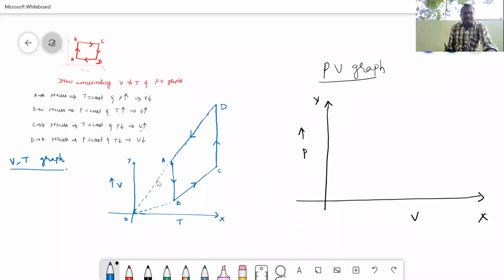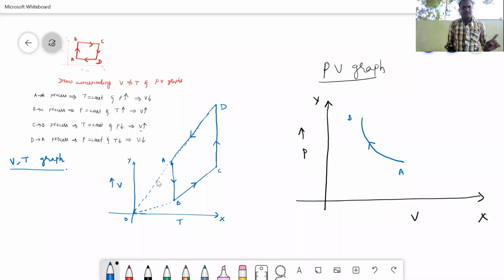Temperature constant. Temperature constant for a PV graph means it should be a rectangular hyperbola. Draw a rectangular hyperbola. I'll draw it very clearly. What happened to pressure and volume? Temperature is constant, but pressure is increasing, volume is decreasing. It means here is process A, B. It is going like this.